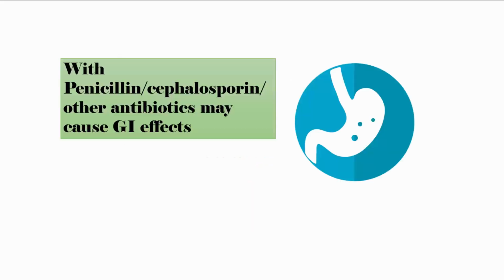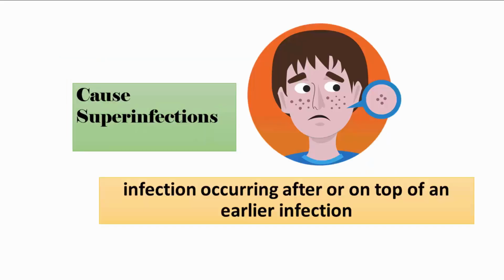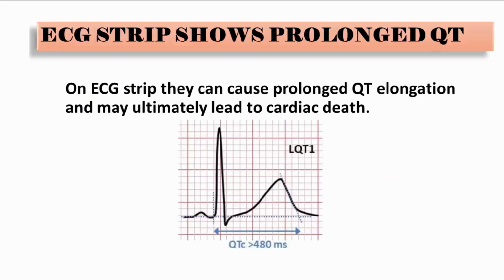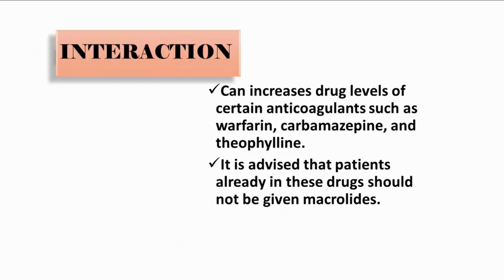Let's now see some of the main points for the drugs of this class. Like penicillins and cephalosporins and other antibiotics, they can cause GI effects. They can cause superinfections. They are hepatotoxic. Monitor liver function tests. On an ECG strip, they can cause QT prolongation and may ultimately lead to cardiac death. Macrolides can increase drug levels of certain drugs such as warfarin, carbamazepine, and theophylline. So it is advised that patients already on these drugs should not be given macrolides.